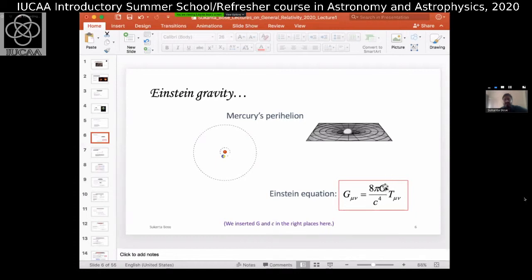If G was much stronger, then the curvature here will be much stronger. This depression will be much faster and deeper, right? For the same mass. So this G, this Newton's constant, actually comes from measurement. And that was measured even to verify Newton's law of gravity. Okay, so G is a very physical quantity, and it comes from measurement.